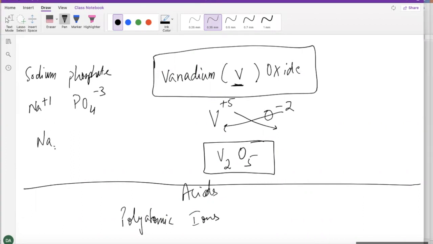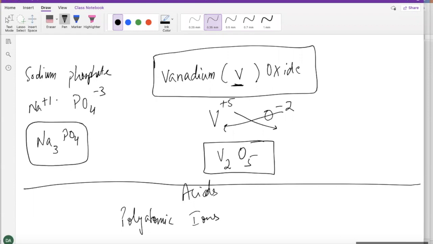Ignore the charge, okay? So don't put negative 3, because you cannot have negative 3 sodiums. And then PO4, guys, is going to get what number? It's going to get number 1. So you do not put any number here. So Na3PO4 is the answer.